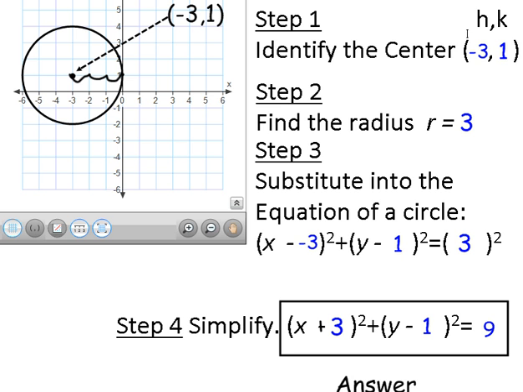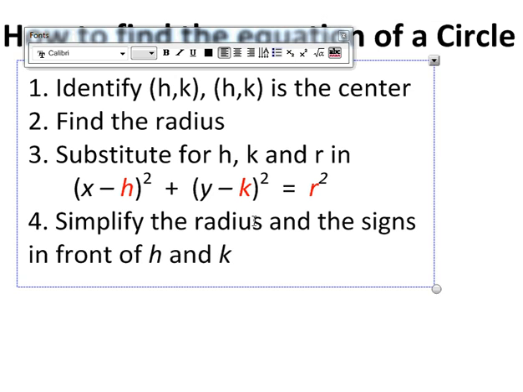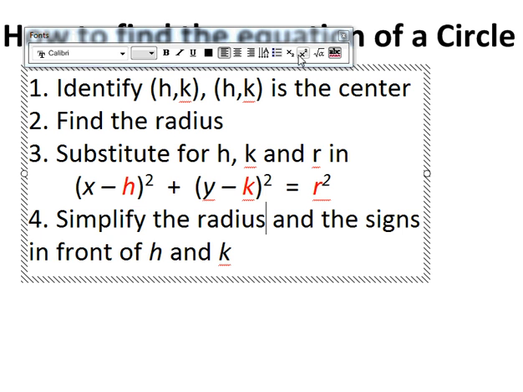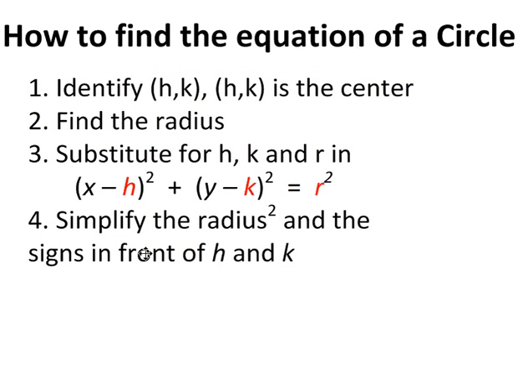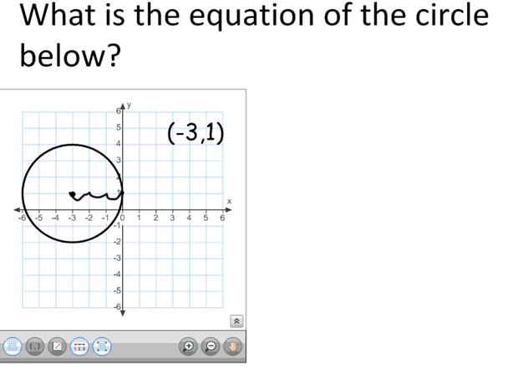No need to distribute here. You do not have to distribute this. When I say simplify, I just mean simplify the signs and the radius squared. I should say simplify the radius squared and the signs in front of h and k. All right? Let's try another one.